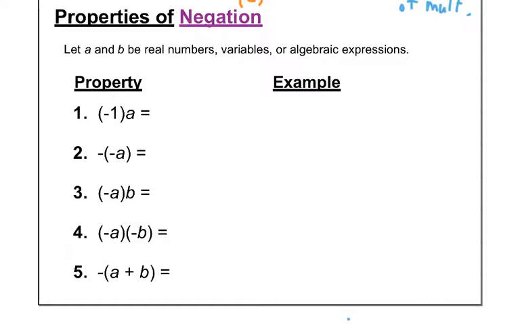Because whenever we make any kind of algebraic errors or mistakes, a lot of times it happens with negatives. They're really hard to play with sometimes, friends. So same rules here. We've got A and B are real numbers or variables or algebraic expressions.